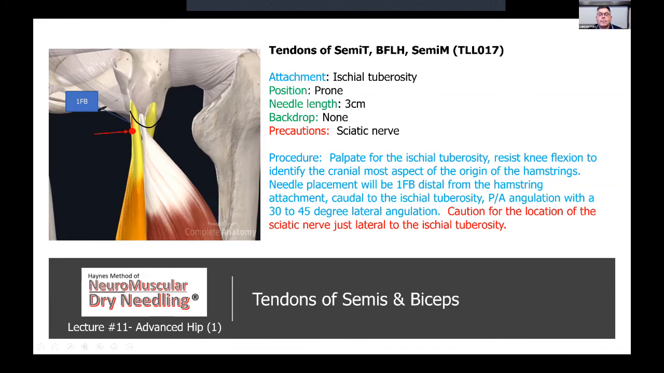Let me go back. So we'll palpate the ischial tuberosity. They're in the prone position. We can resist knee flexion to identify the cranial-most aspect of the origin of the hamstrings. Needle placement is then going to be one finger breadth distal from the hamstring attachment, caudal or inferior to the ischial tuberosity. It will be PA with a slight angulation, 35, 40 degrees laterally. So that'll let us miss that sciatic nerve with that angulation.